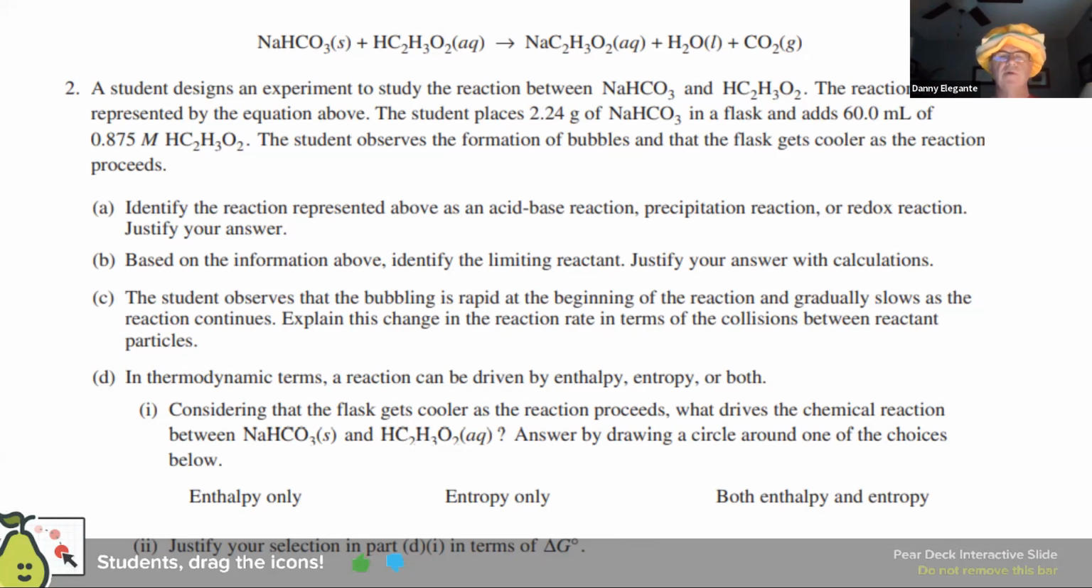All right. So A, tell us whether it's an acid-base, precipitation, or redox reaction. Okay, that sounds like something I can do. Then B, identify the limiting reactant and justify your answer with calculations. C, the student observes the bubbling is rapid at the beginning and then gets slower. Explain this change in reaction rate. So I'm already thinking maybe kinetics, right?